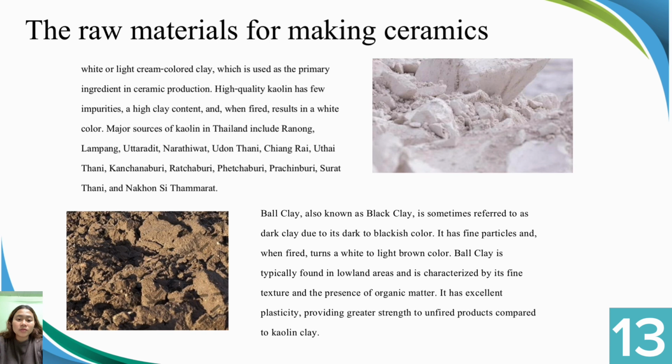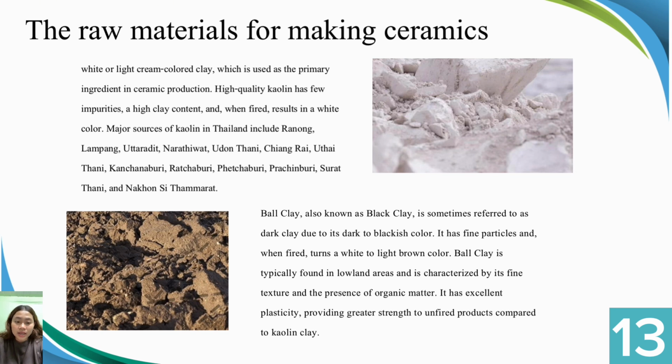The raw materials for making ceramics: white or light cream colored clay, which is used as the primary ingredient in ceramic production. High quality kaolin has few impurities, a high clay content, and when fired results in a white color. Major sources of kaolin in Thailand include Ranong, Lampang, Uttaradit, Narathiwat, Udon Thani, Chiang Rai, Uthai Thani, Kanchanaburi, Ratchaburi, Phetchaburi, Prachinburi, Surat Thani, and Nakhon Si Thammarat.